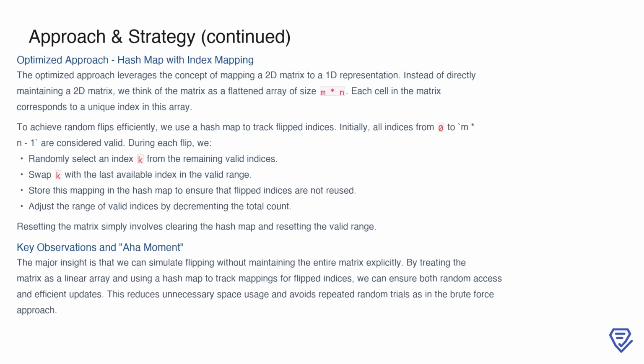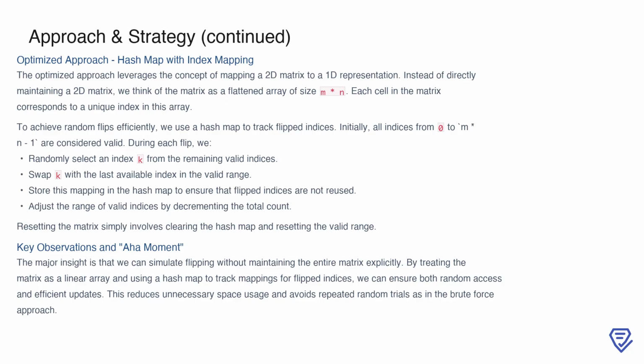Instead of maintaining the entire 2D matrix, we can think of it as a flattened 1D array of size m times n. Each cell in the original matrix corresponds to a unique index in this linear representation. To flip cells efficiently, we use a hash map to track mappings for flipped indices. Initially, all indices from 0 to m times n minus 1 are valid.